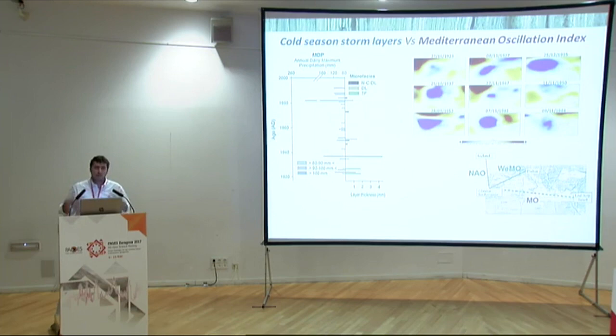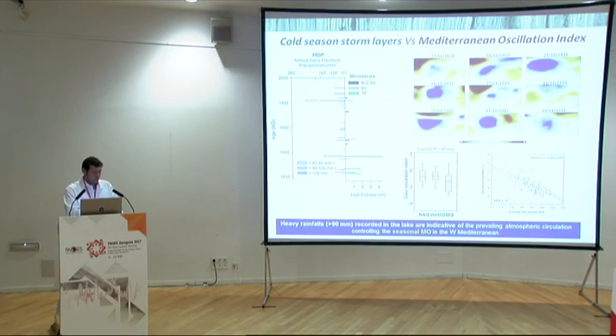the Mediterranean areas. So we saw that these heavy rainfall events occur under very negative phases of the Mediterranean Oscillation. And also we see a relation between the frequency of these negative Mediterranean Oscillation phases and the average cold season Mediterranean Oscillation. So this atmospheric teleconnection pattern has a better predictive capacity and is indicative of these heavy rainfalls in Lake Montcortès, and of the prevailing atmospheric circulation that is controlling this seasonal Mediterranean Oscillation in the Western Mediterranean.